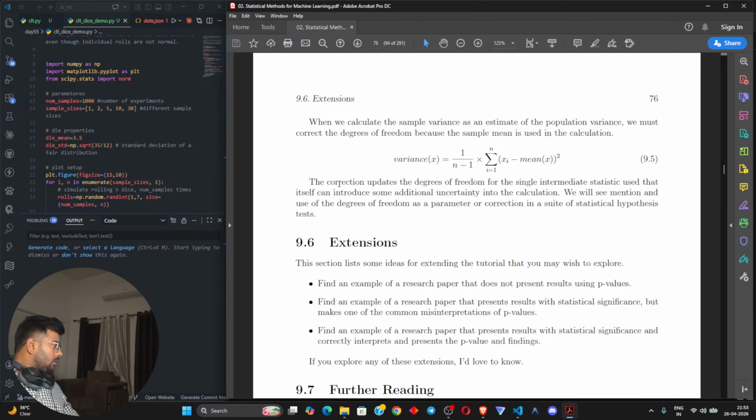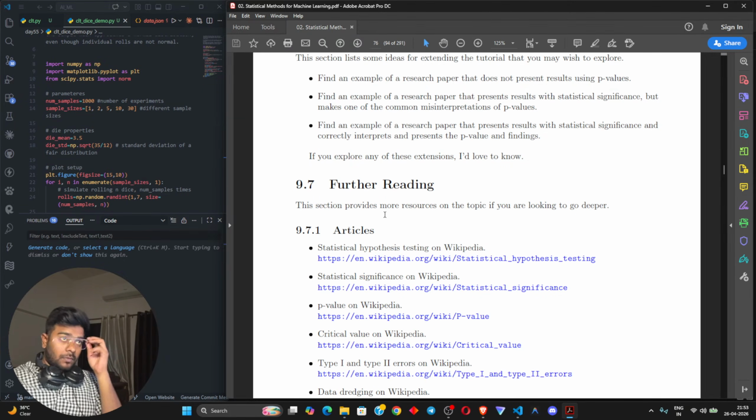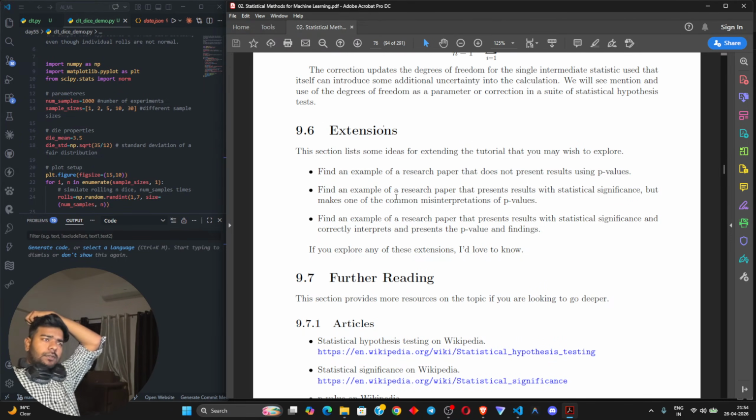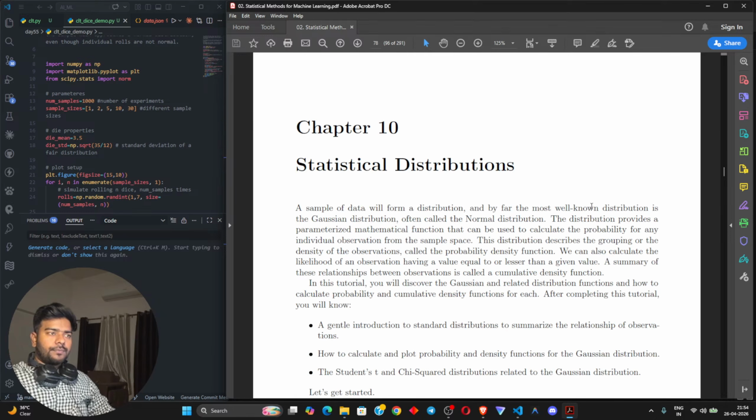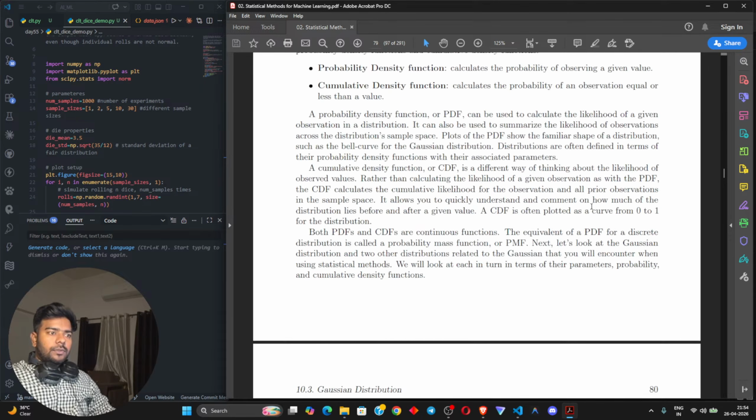Now this chapter is also completed. This section lists some ideas for extending the tutorial that you may explore. Summary. Statistical distributions.